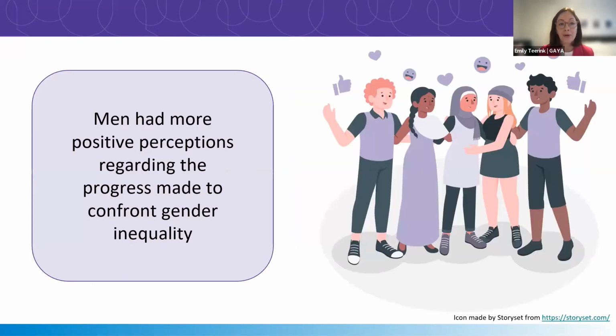Finally, on program teams, men had more positive perceptions regarding progress made to confront gender inequality compared to women. This finding suggests men who have a more privileged gender status perceive there to have been more progress made in advancing gender equality than there has been in reality. Thus, it is essential that cisgender male team members understand the extent to which gender inequality is a reality.